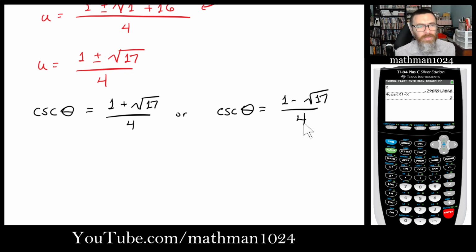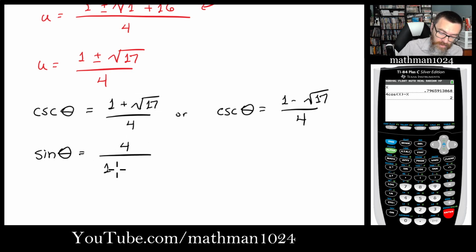Now, you'll notice that we don't have an inverse cosecant button. We don't even have a cosecant button on our calculator. That's okay, because remember that cosecant is the reciprocal of sine. So I can flip this guy over and just turn him into sine, which means I would have to flip this fraction over here over and say 4 over 1 plus the square root of 17. See? Works out nicely.